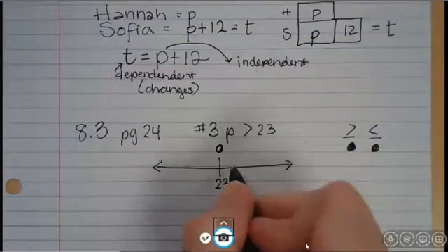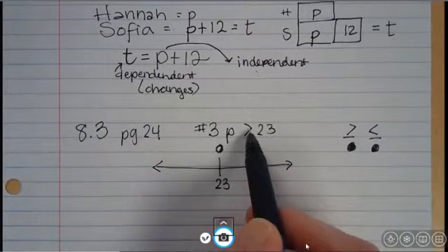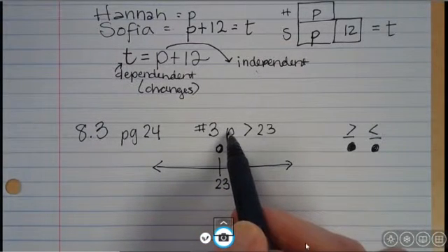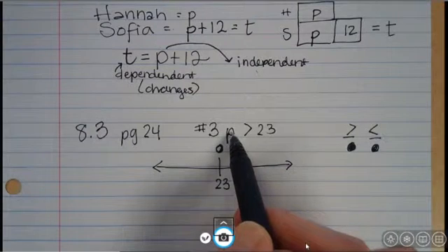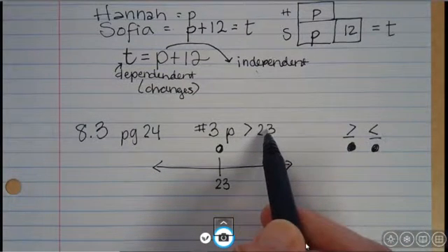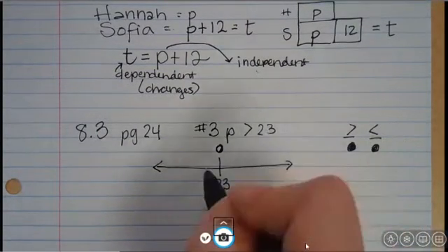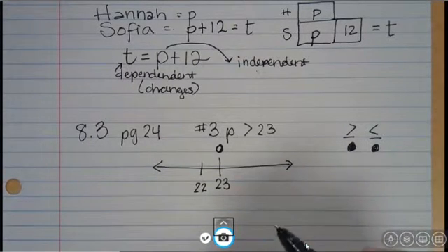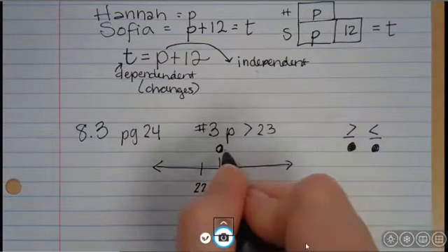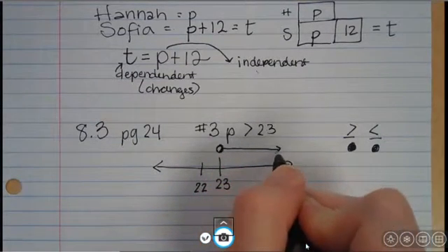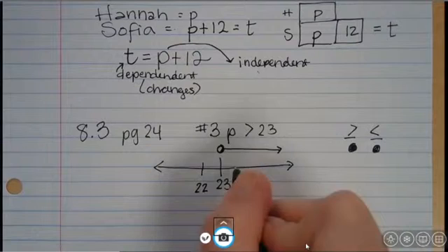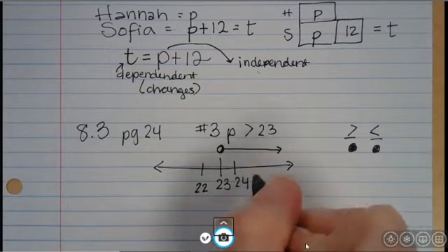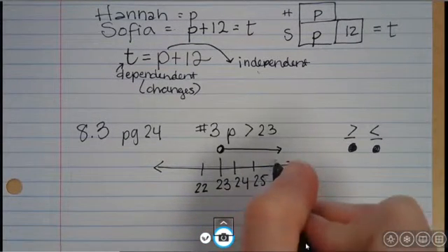Okay, so I have 23, and then it says P must be greater than that. So let's fill this in with numbers. If P was 22, would 22 be greater than 23? The answer is no, that wouldn't work. So I'm going to do 22, one number to the left, and I know I'm not going that way. So my arrow is going to go to the right because it's greater. So I could have 24, 25, 26.